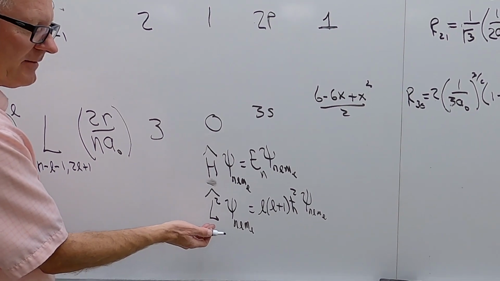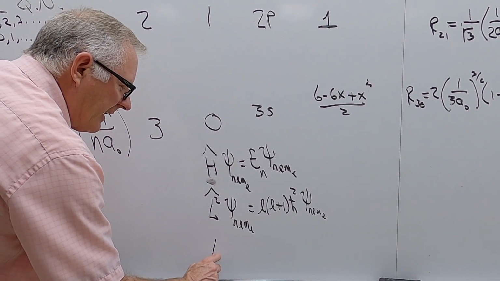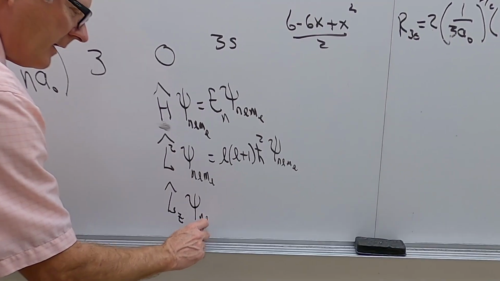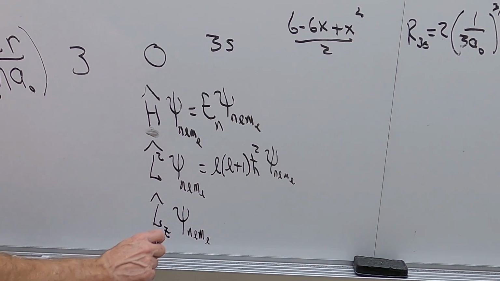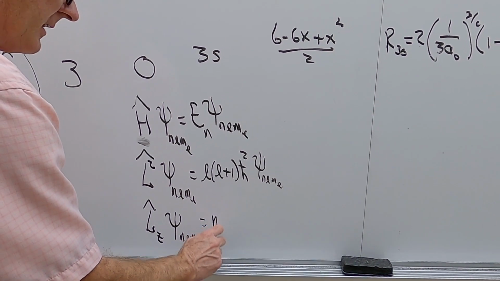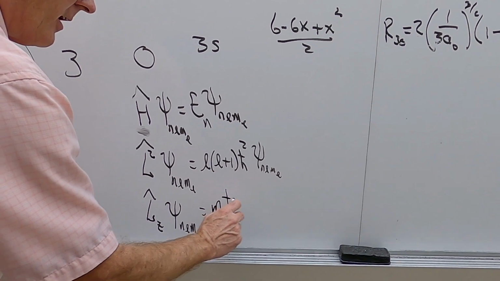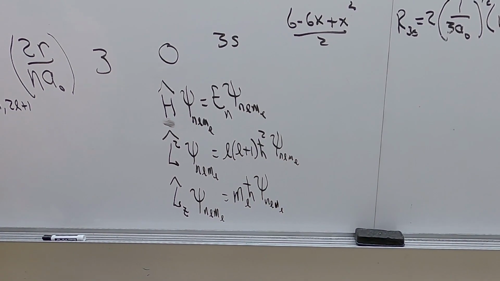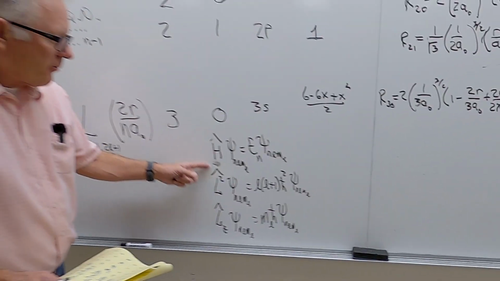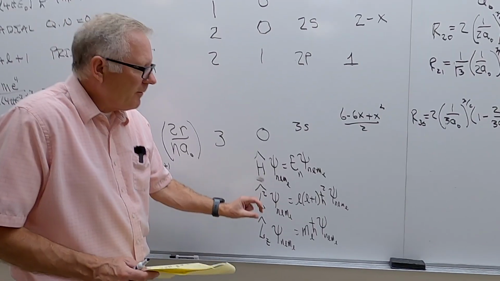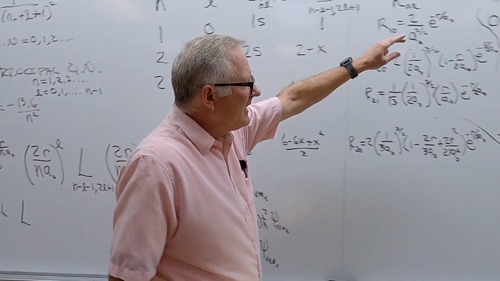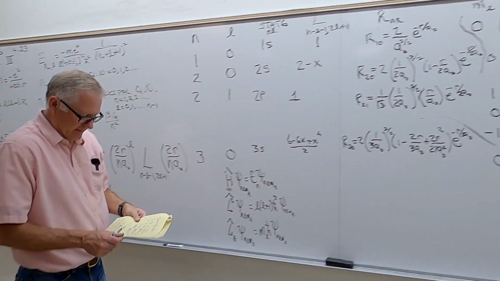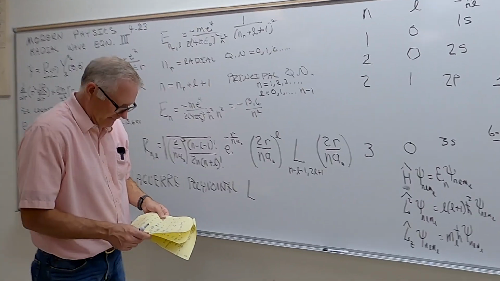You can go back and get the L again. And then we also had L_z on psi n l m sub L, and that equals m sub L h bar psi n l m sub L. So we could measure all three of these to get the three quantum numbers, and if we make those three measurements, we know exactly what state we're in.